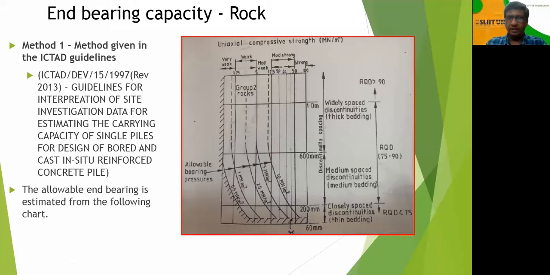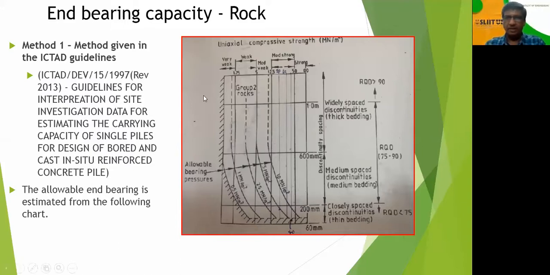Even if you consider something like 20 megapascal uniaxial capacity here, and the rock is about 75% RQD, you get an allowable capacity of about 5 megapascal, right? So it is slightly on the lower side. Maybe that is due to the fact that this was obtained from curves that were developed for a different purpose, right?